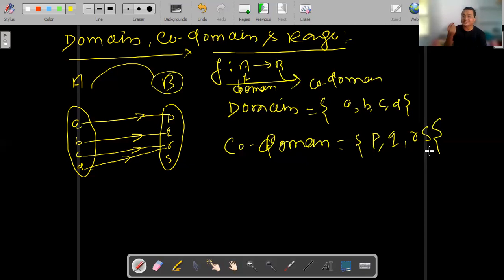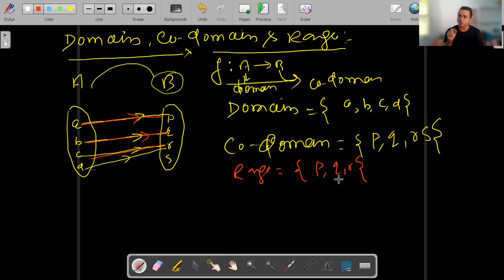Okay. And what is range? What I said, mapped elements are called range. So you can see very clearly that A is mapped with P, B is mapped with Q, C is mapped with R, and D is mapped with R. So which elements are mapped? Clearly you can see P, Q, R. Understood? So our range is P, Q, R.